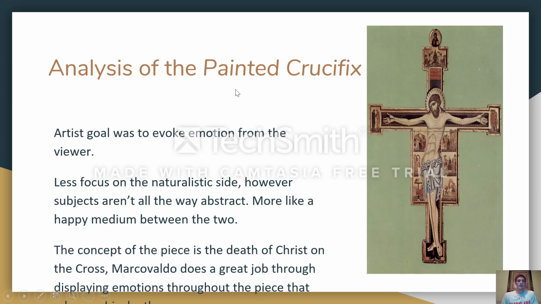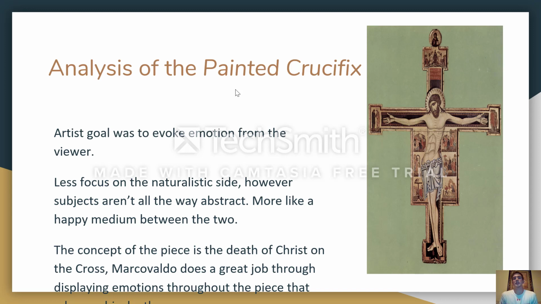So on slide 11, analysis of the Painted Crucifix. Like I said, this was probably my favorite painting. A lot of details in this. It tells a story that I'm highly interested in.